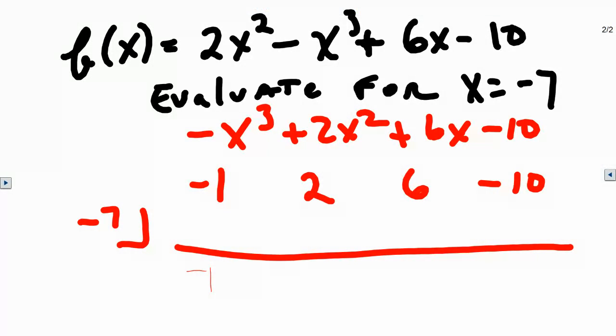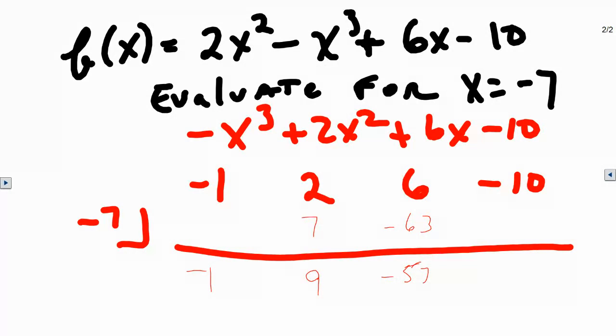First thing to do is bring a -1 down, because that's the first number. -1 times -7, because that's the number over there, I'm going to multiply by -7 each time, is +7. 2 plus 7 is 9. 9 times -7 is -63. -63 plus 6 would be -57.